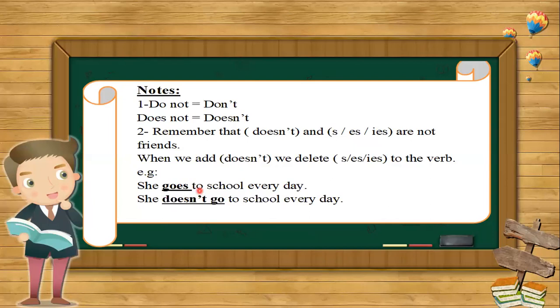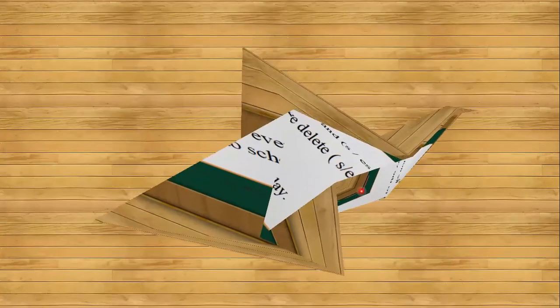So it will be she doesn't go. I will take away the S or the ES or the IES. If there is a case of the S, I will take it away. If it is the case of the ES, I will take it away. If it is the case of the IES, I will take it away. Okay? Let's continue.